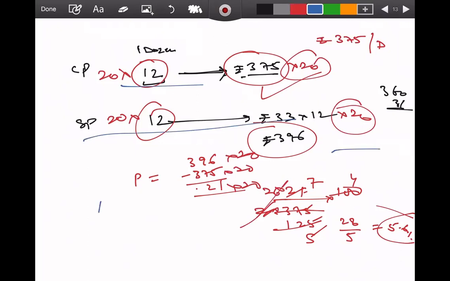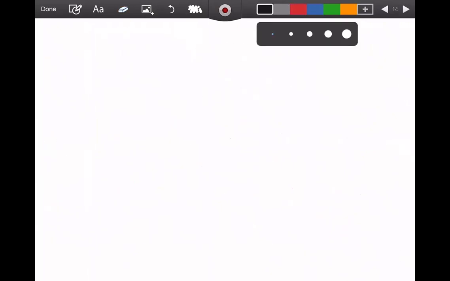Because this 20 will be multiplied here with profit. Then basically क्या हो रहा है? Profit upon CP अभी हमने 1 dozen का निकाला. You can find for 20 dozen also. एक ही तो बात है. This is all. Next, please.